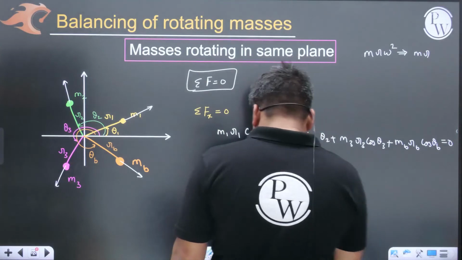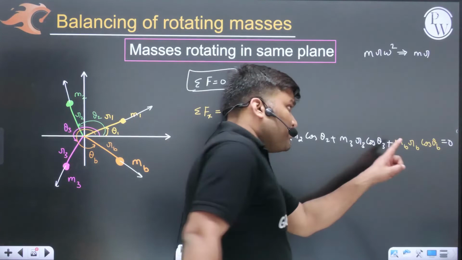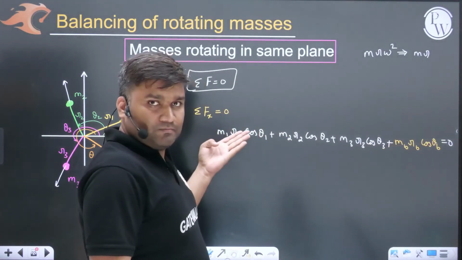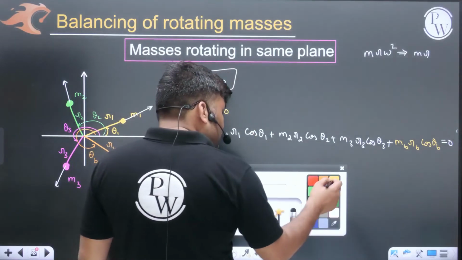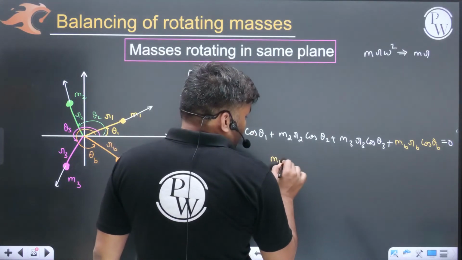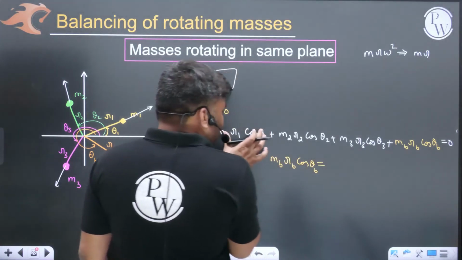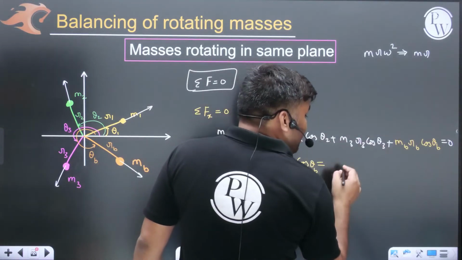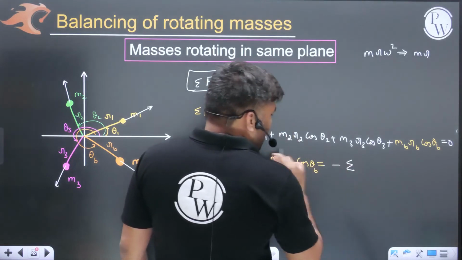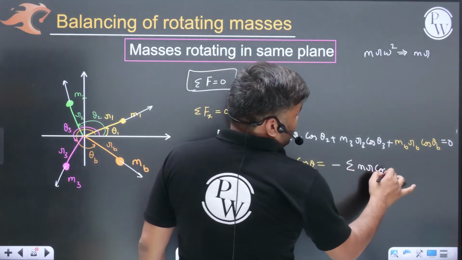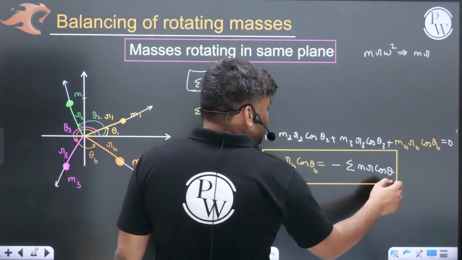As soon as I have added the balance mass, due to its presence the entire thing becomes 0. Simple thing. So from here very easily we can write, what can we write, son, mb rb cos theta b will be equal to how much? This entire thing will become this side, minus of what? This will become minus of the summation of all these m r cos theta. Getting my point? Can I write this? You have got one equation.